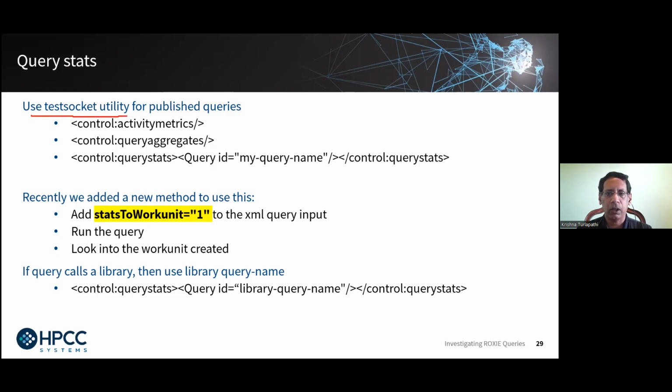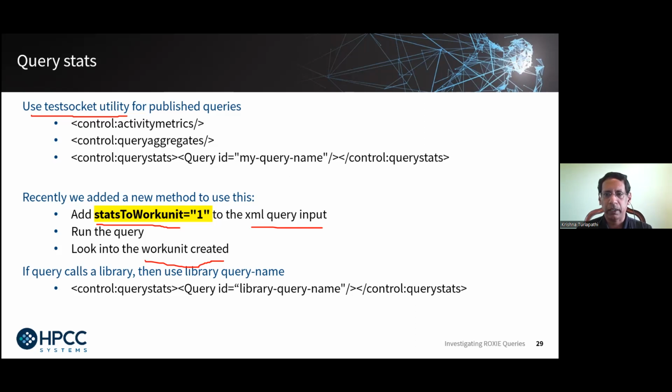Recently, a new option called stats to work unit was added to get query stats. The way to use this is you can add the stats to work unit equal to 1 option to the XML query input. Run the query, and then look at the work unit you have created after running the query.